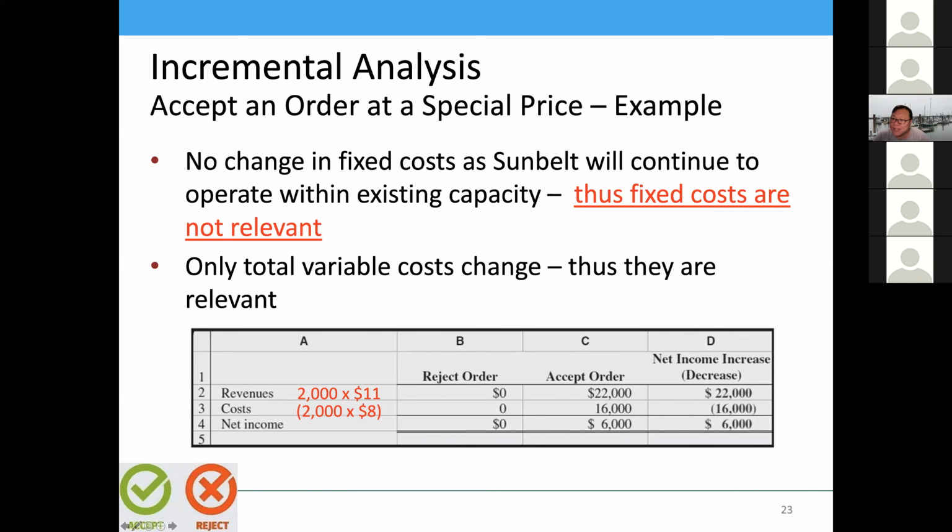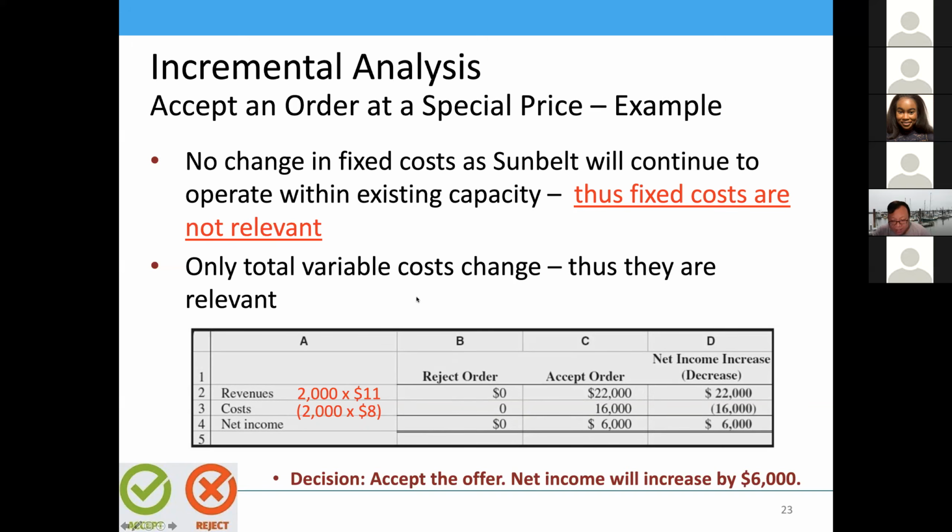So what's your answer to this question? Nima? Oh, I was going to say take it, since no matter what, you're still losing that $4. Yeah, you take it because you are going to make $6,000, right? You are going to make $6,000. Does this make sense?